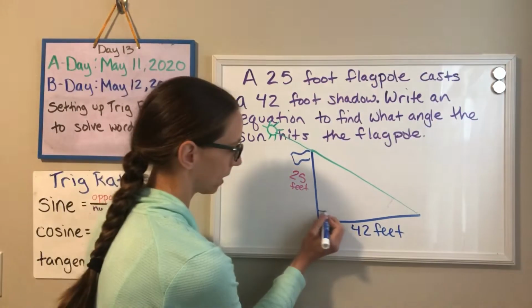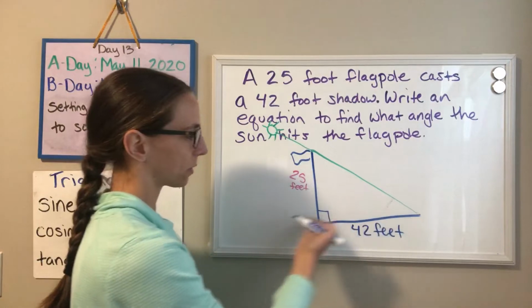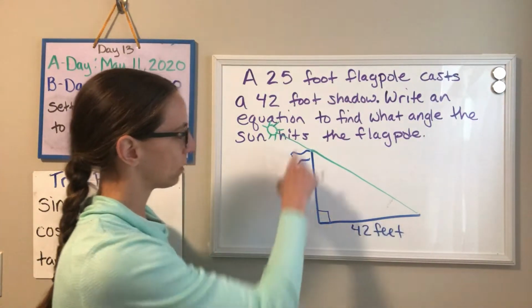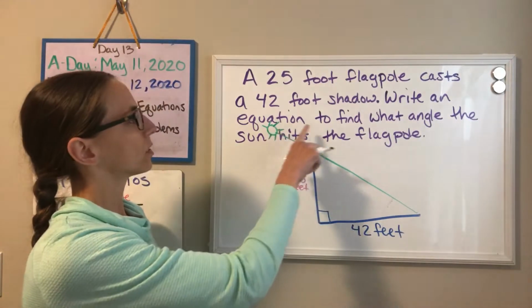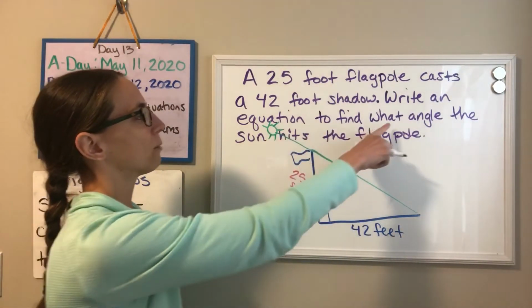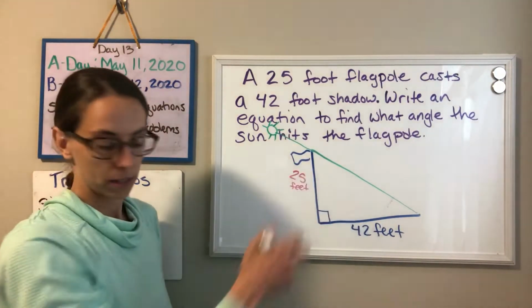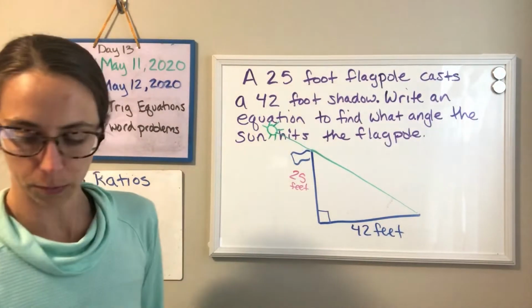And this will be our 90-degree angle, right? Because our flagpole is going to be perpendicular with the ground. So we have a 42-foot shadow, a 25-foot flagpole, but they're asking us to write an equation to find what angle the sun is hitting the flagpole. So when we're looking for that, we're going to be looking for this angle right here.